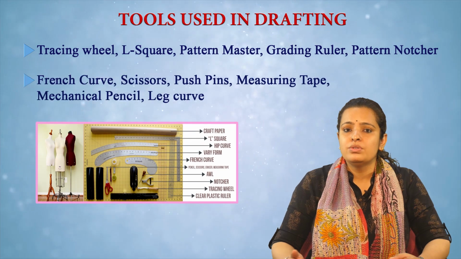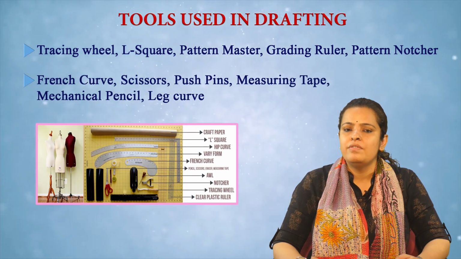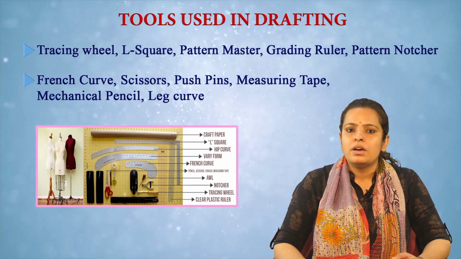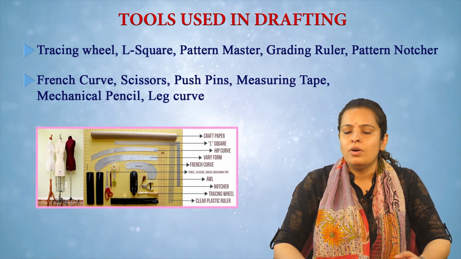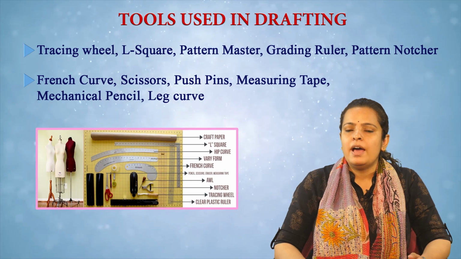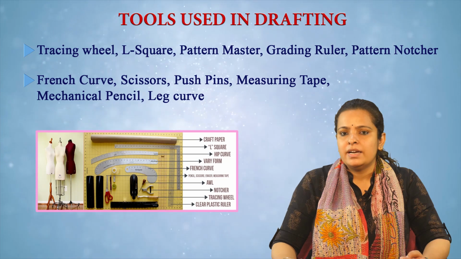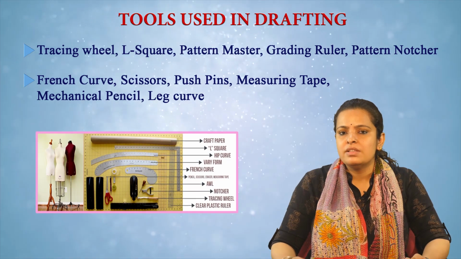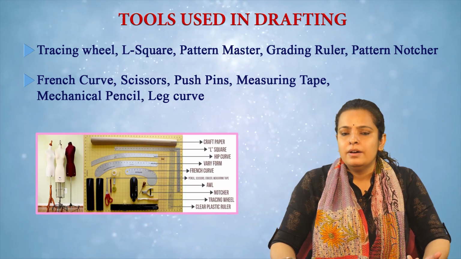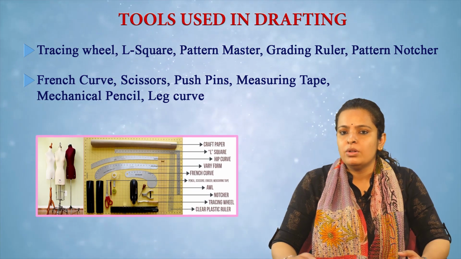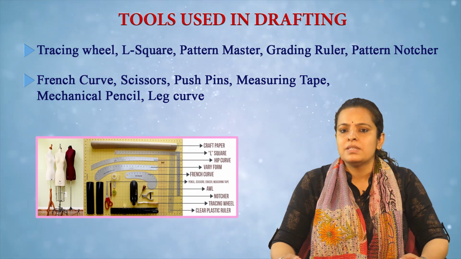Then we use the French curve. It is a curve-shaped scale. Scissors we all know. Push pins are small thin pins with round balls at the end point, which hold the fabric or the paper when you go for drafting or draping on the dress form.